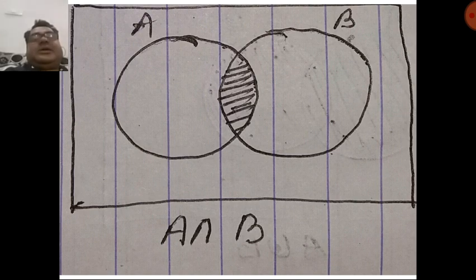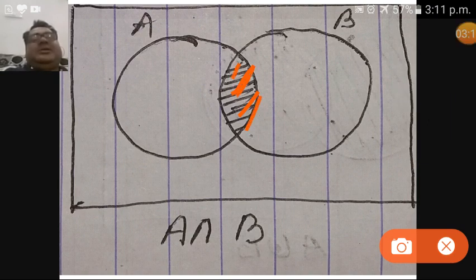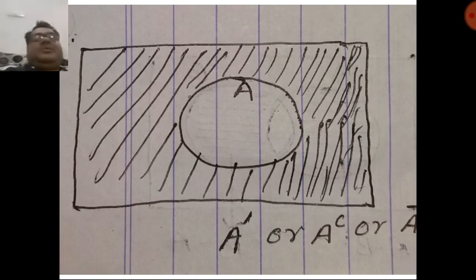Next is A intersection B. In the definition, I told that the intersection of any two sets is the set of the common elements of A and B. That is, it is the set of the elements which are present in A as well as in B. So to represent the intersection of the two sets, what will we do? We will shade the common region of A and B. So here this shaded region is representing what? A intersection B. Okay.